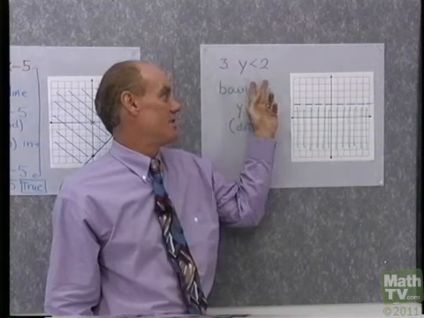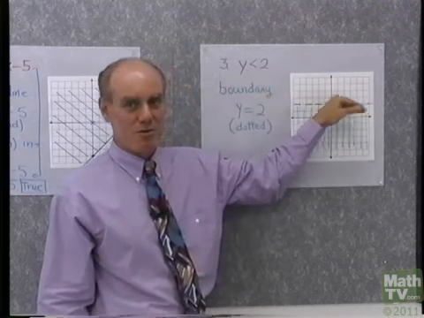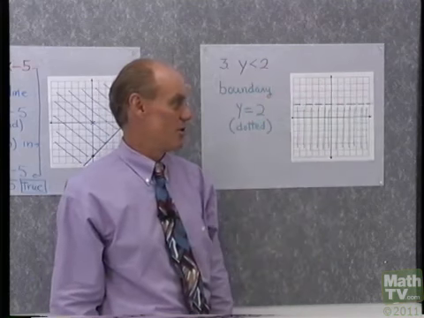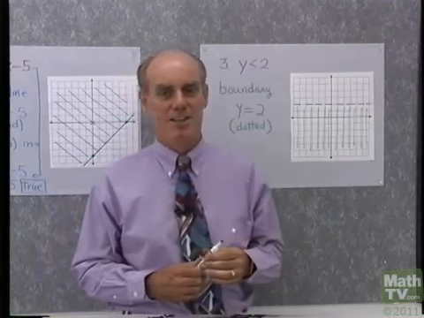This is y is less than 2, boundary y equal 2. That's this straight line that goes through y equal 2 on the y axis and is a horizontal line. So that's a look at graphing linear inequalities in two variables.